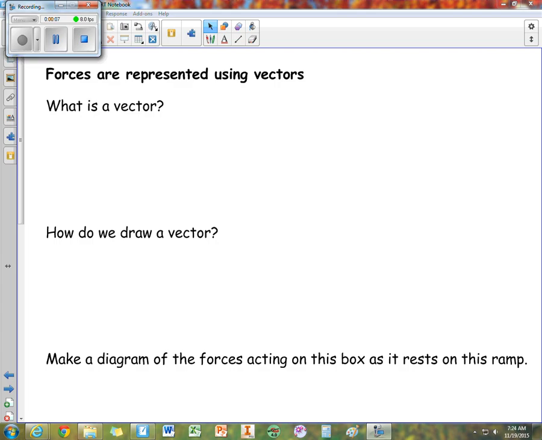Now, in the previous video, we talked about forces, and we said that forces are interactions between two objects. And oftentimes, this comes down to a push or a pull. Now, we want to be able to represent forces, and on paper, we represent forces using things called vectors. So what a vector is, it's an arrow whose length represents the strength, and where it points represents the direction.